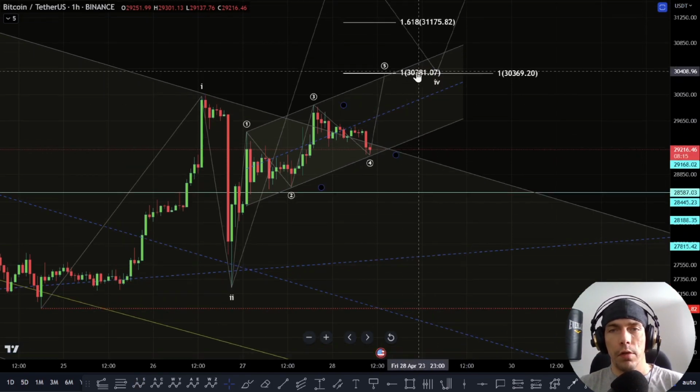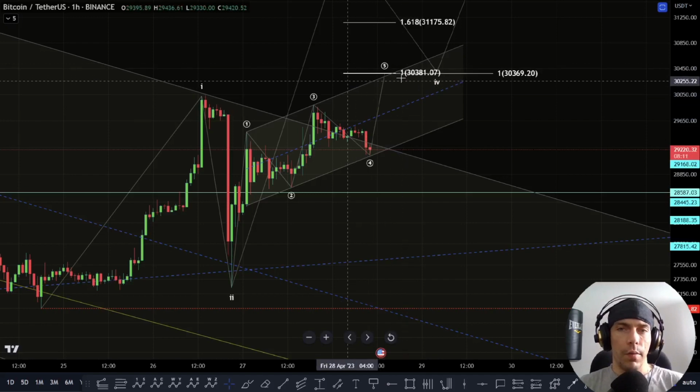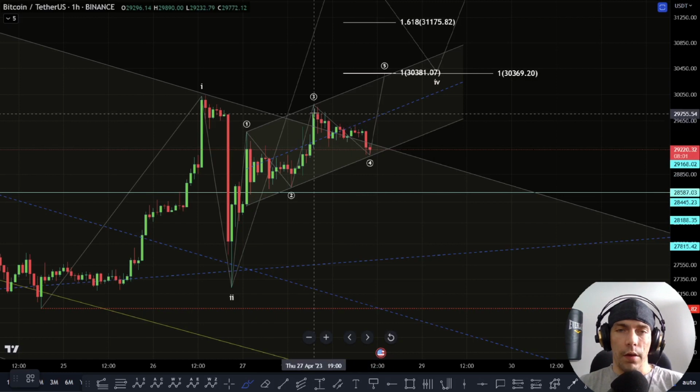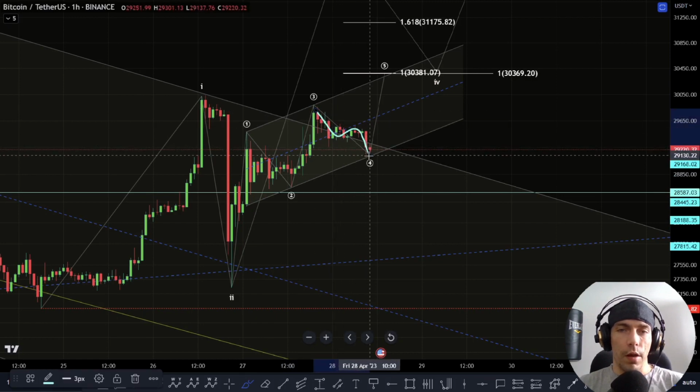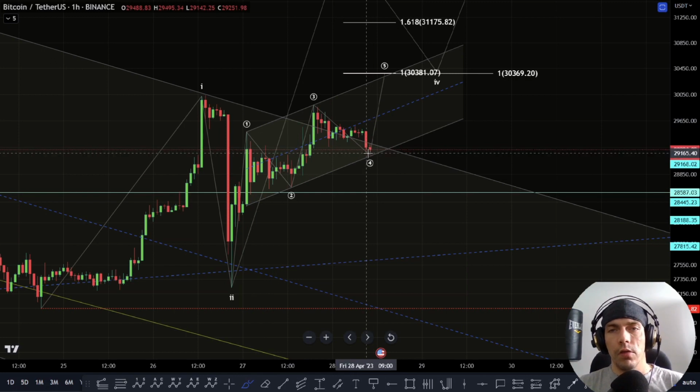That move cannot cross 30,381. So that would be a zone where we would not be allowed to cross. If we did cross that effectively, that would invalidate the possibility of a diagonal. The problem that we have here is this move already is getting quite big as a fourth wave for a diagonal pattern. So need to just monitor this.